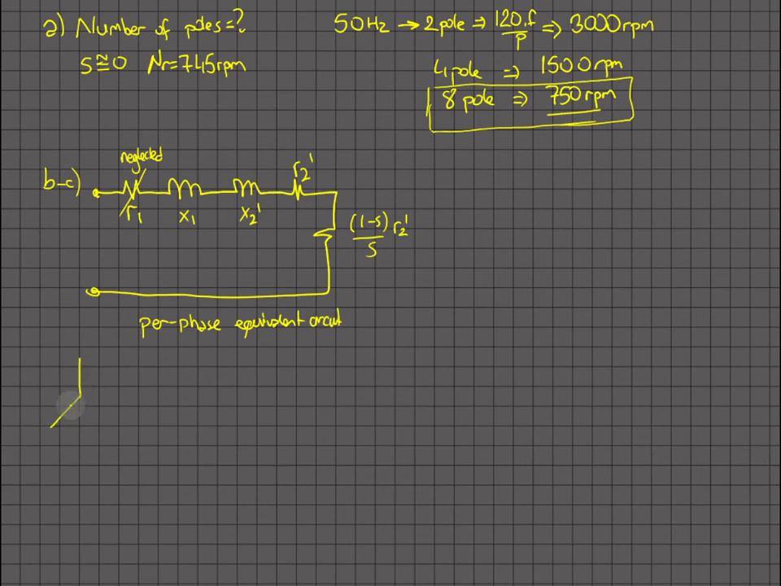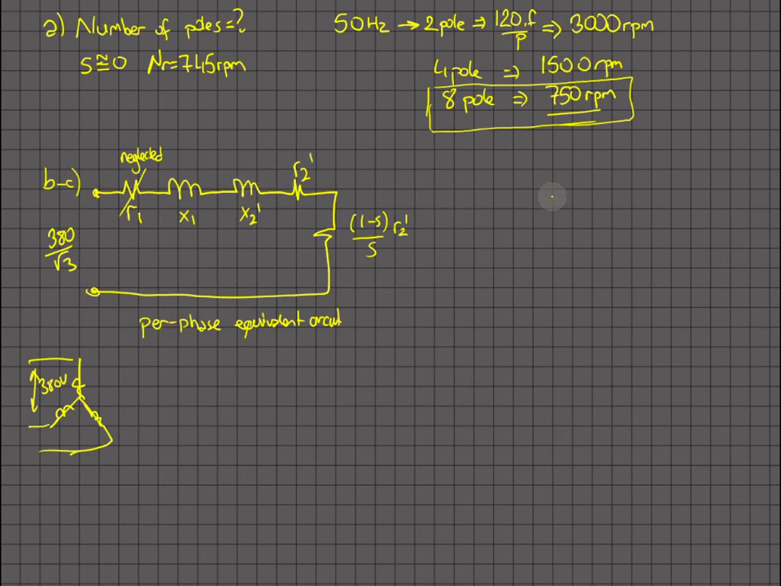So if I am applying 380 volts in the per phase equivalent circuit in a Y connected machine, the voltage here will be 380 volts divided by square root 3. Okay. Be careful with that one.